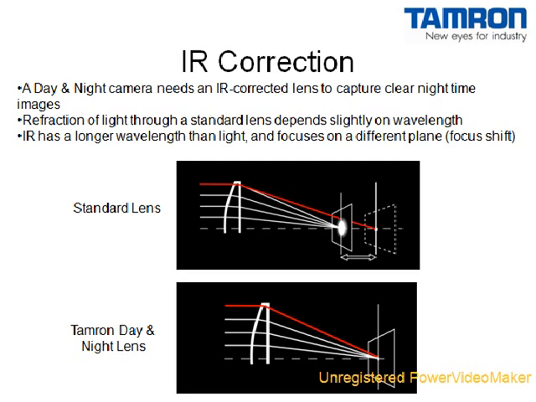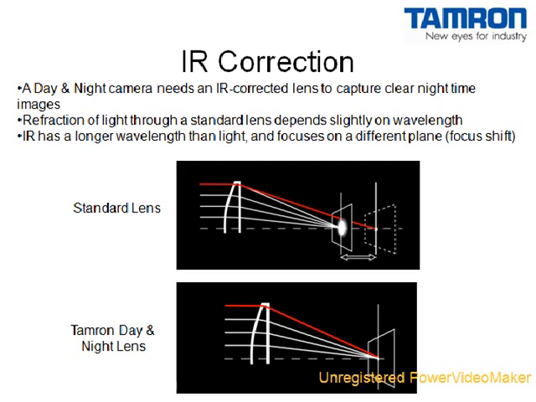In a standard lens, the refraction angle of light depends slightly on wavelength, and different wavelengths focus on slightly different planes. Since infrared has a longer wavelength than visible light, it refracts at a wider angle than visible light and focuses behind the visible focal plane. This phenomenon is called focus shift and causes blurring in the image.